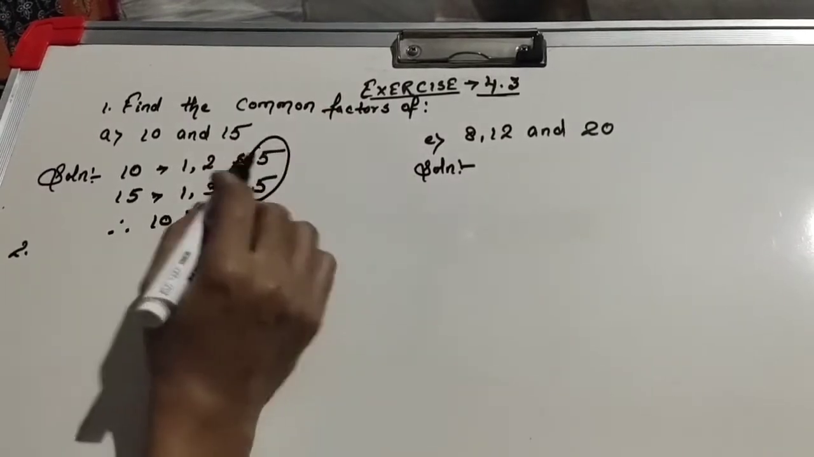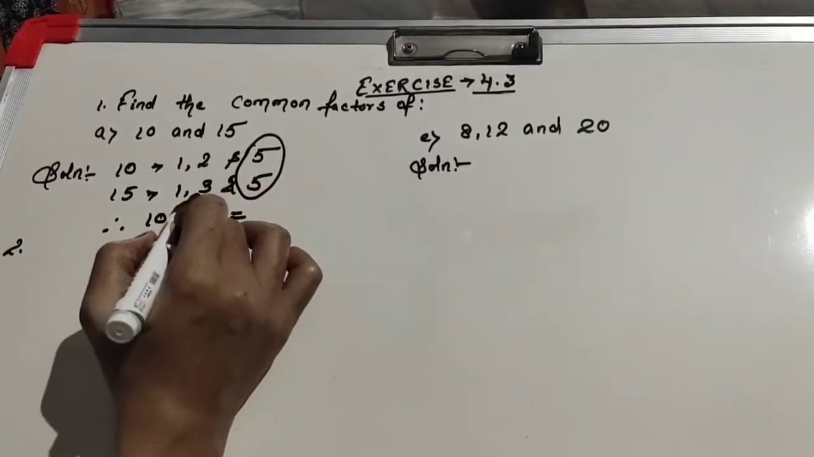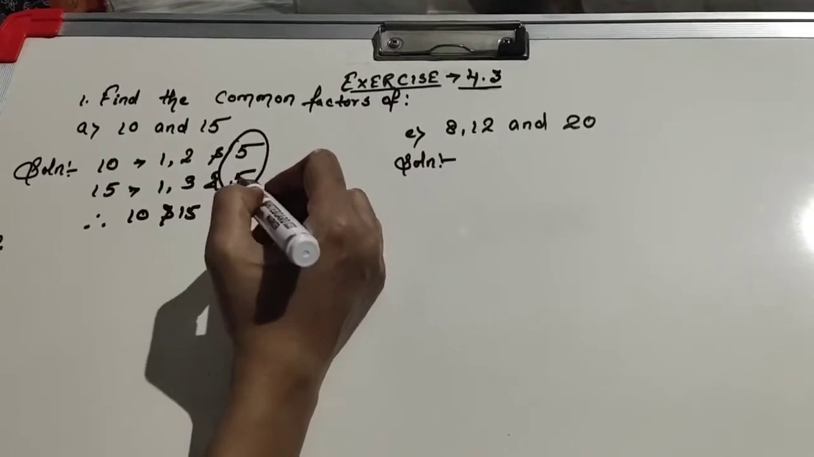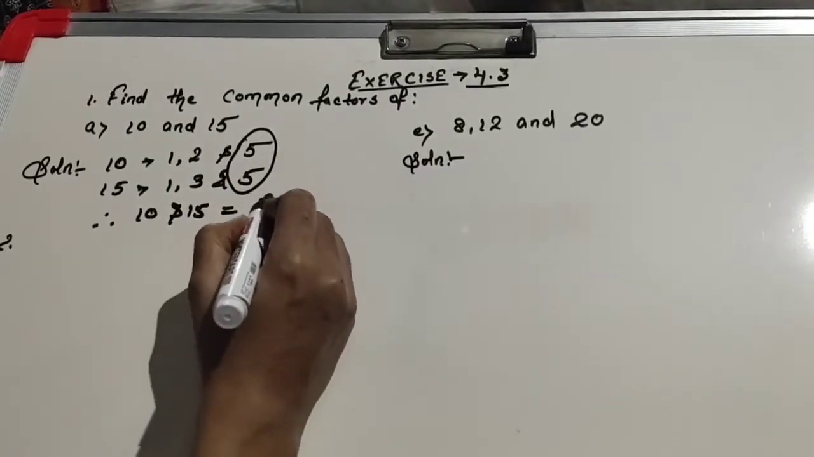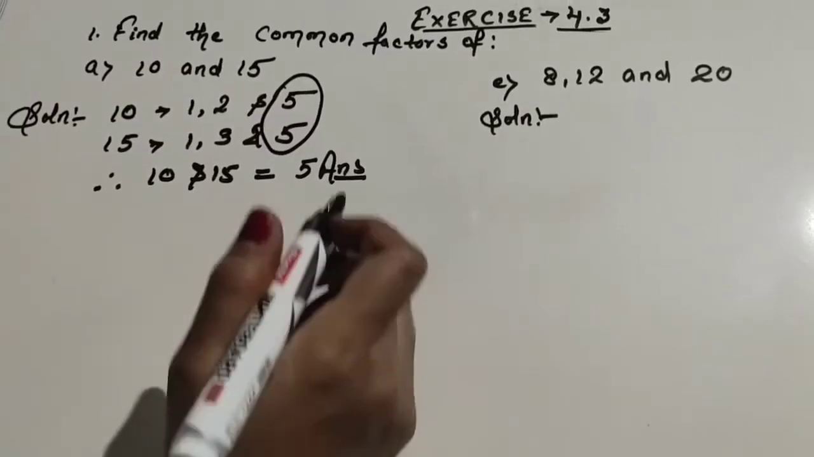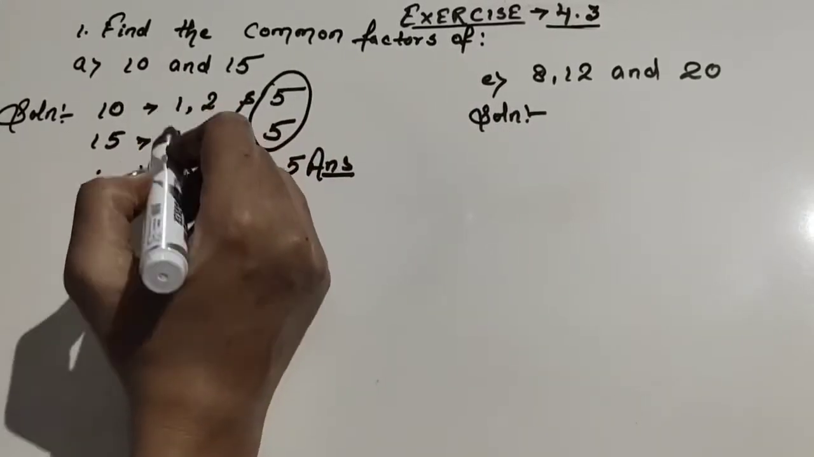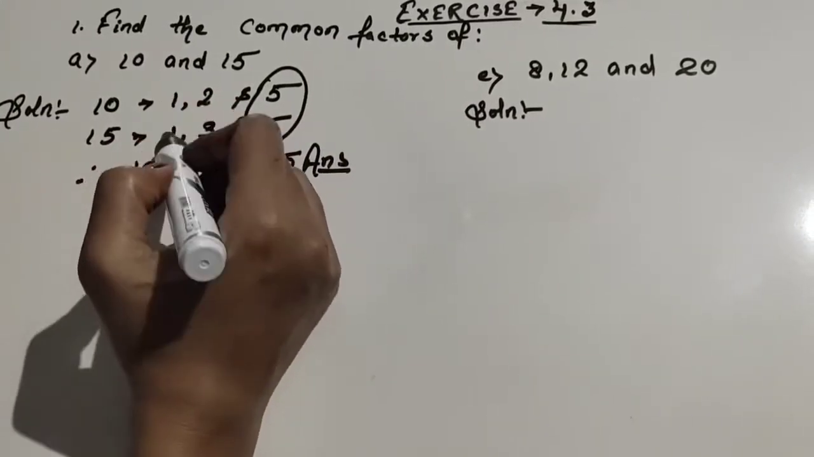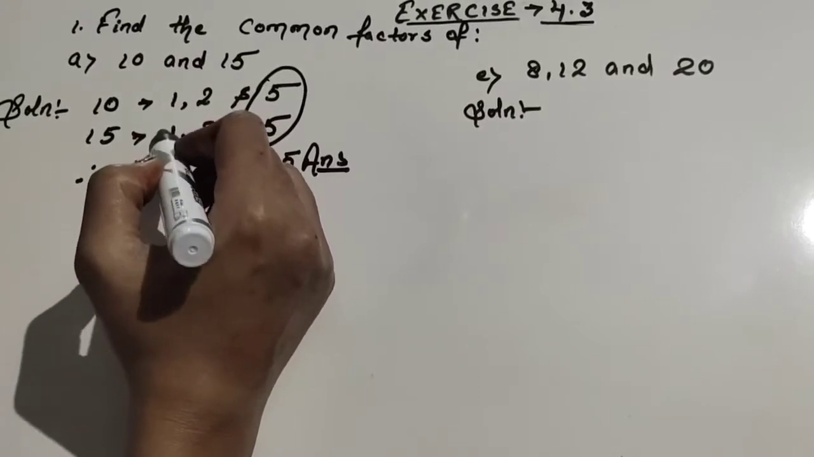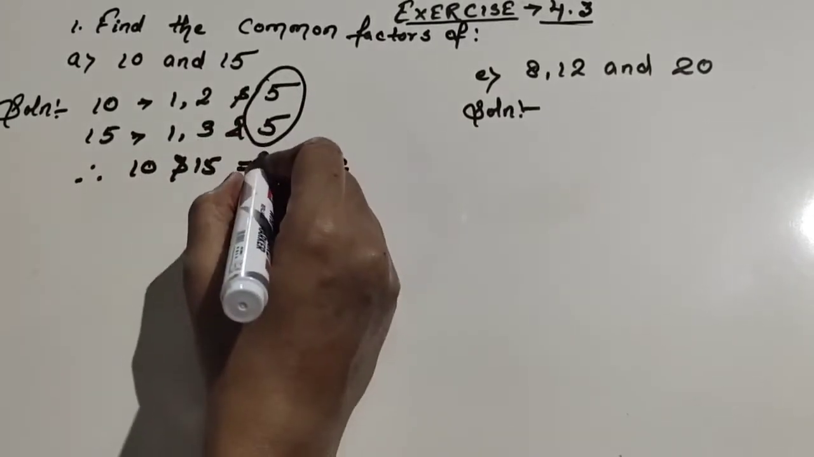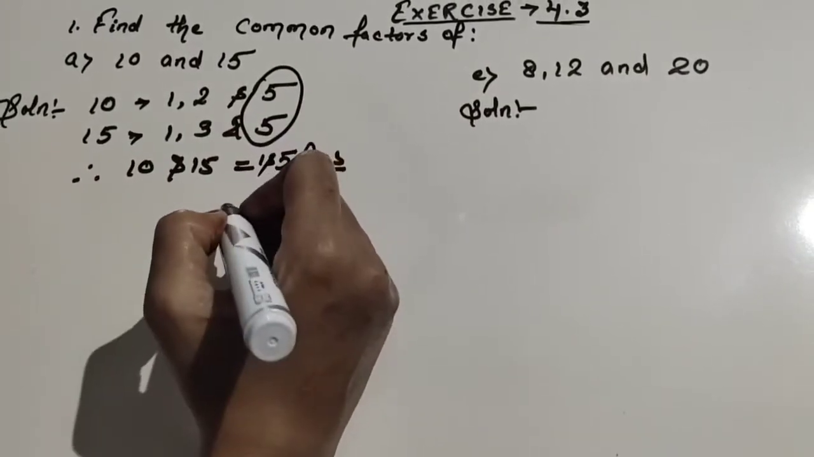See, because 2 and 3 are different, but 5 and 5 are the same. So, 5 is your common factor. 1 is also a common factor, because 1 is here and 1 is here. Both 10 and 15 are divisible by 1 also. So, you have to write 1 and 5.